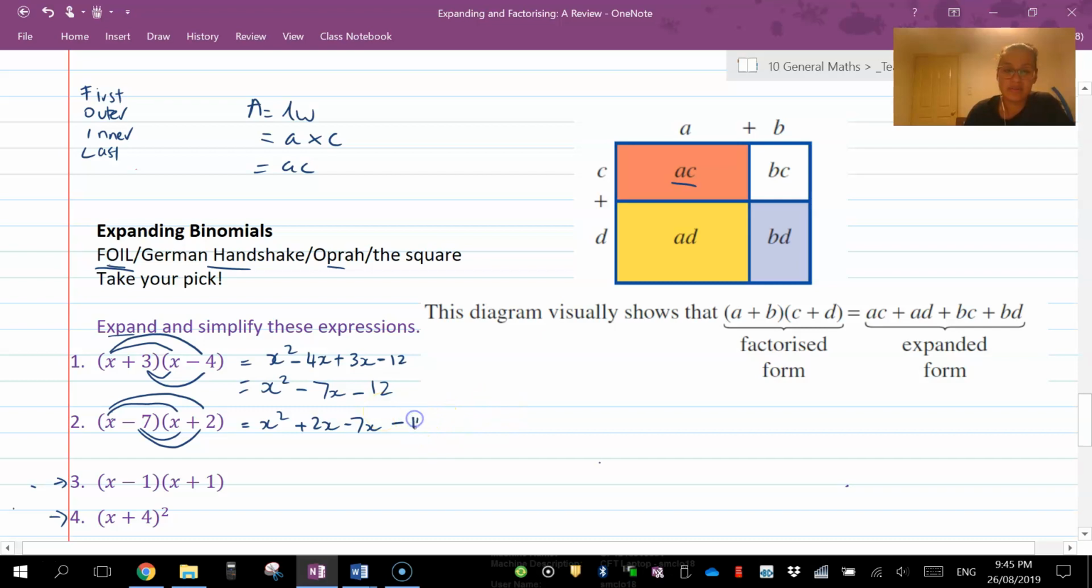7 times 2 is 14. Collecting like terms. Now, if you're ever unsure, just get the calculator out and check. But it's 2 minus 7. So that's going to give us negative 5x minus 14.